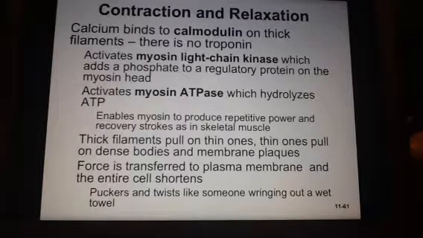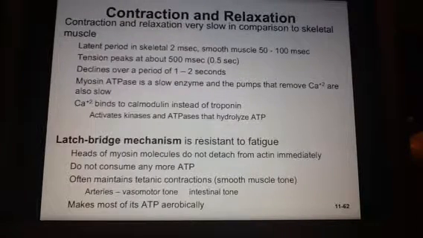I love this analogy. It puckers and twists like someone is wringing out a wet towel. And so that's much different of a contraction than we saw in the skeletal muscle. The contraction and relaxation is very slow, so it takes much longer, and then declines over a period of 1 to 2 seconds. And then the latch bridge mechanism is resistant to fatigue.